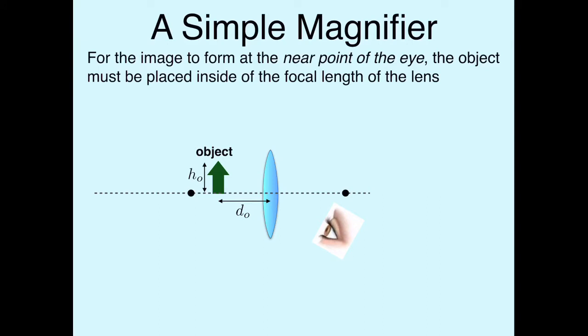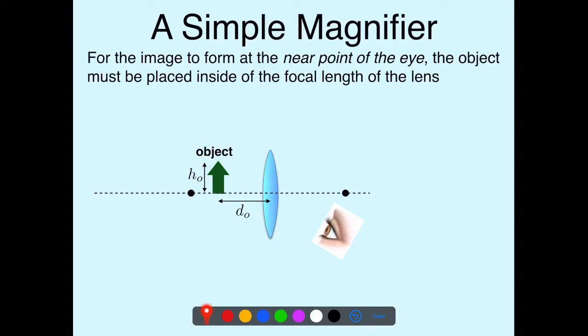So now let's consider the case where the image forms at the near point of your eye. In other words, we want the image formed by this lens to be at the near point of your eye. In order for that to happen, we must place the object inside of the focal length of the lens. So here's what we have.